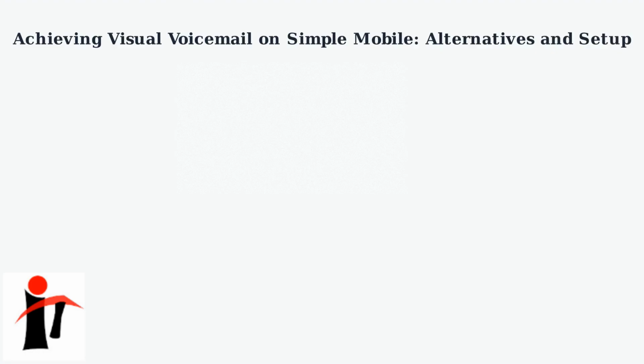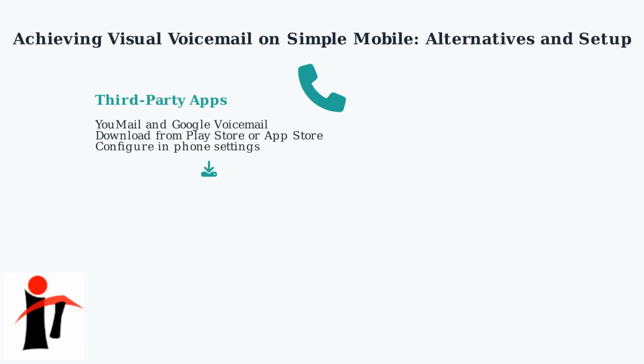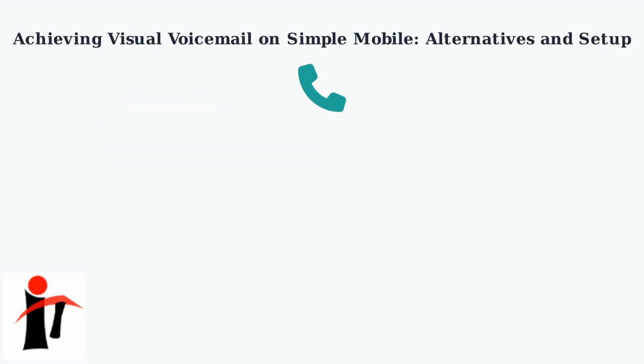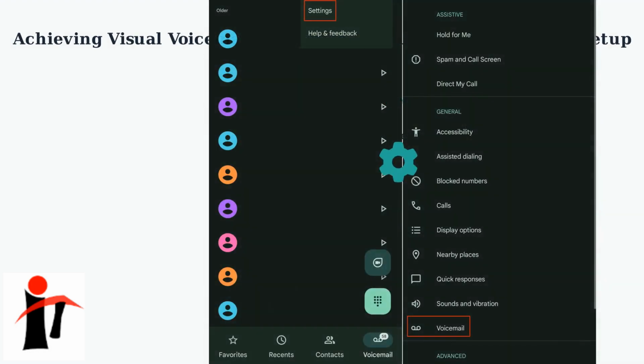Since Simple Mobile doesn't natively support visual voicemail, here are your options for achieving it. Third-party apps like YouMail and Google Voicemail are popular choices. Download one of these apps from the Google Play Store or Apple App Store. Configure the app to handle your voicemails within your phone's settings.